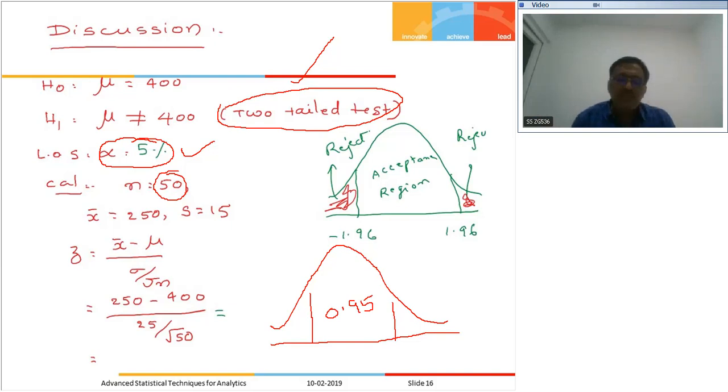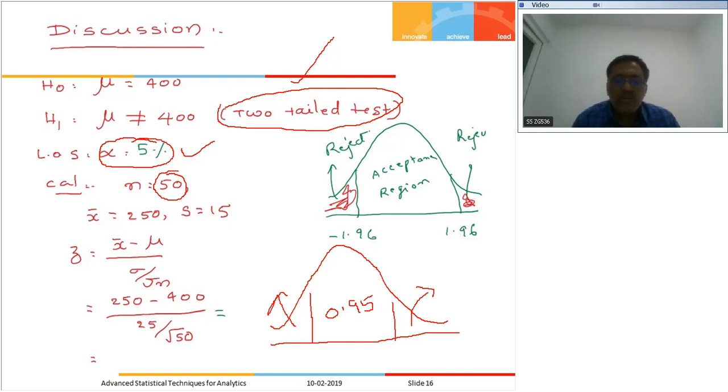So what about the 5%? The leftover is 5% because it has two tails. Therefore, we have to distribute this equally, half here and half here. Okay. I hope that is clear.